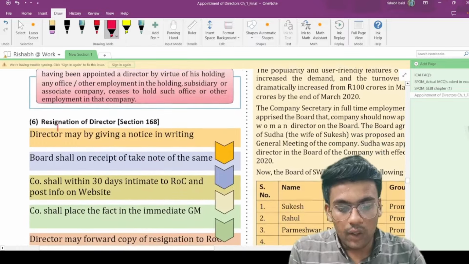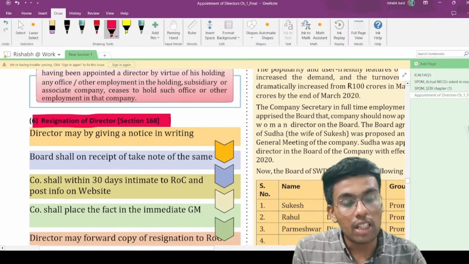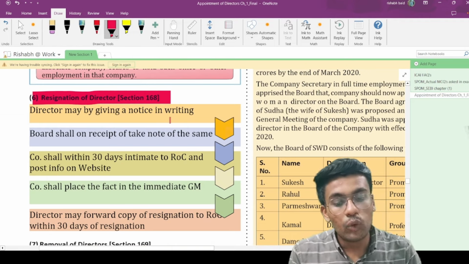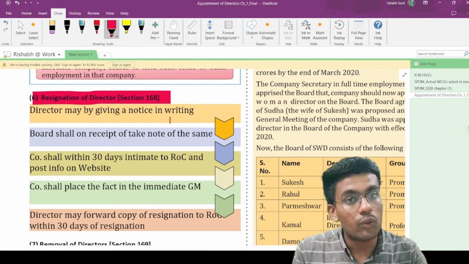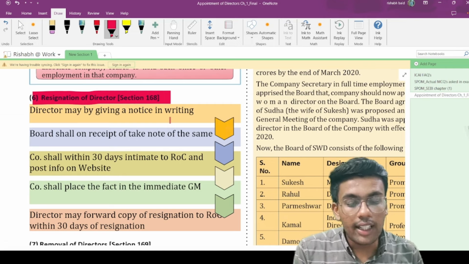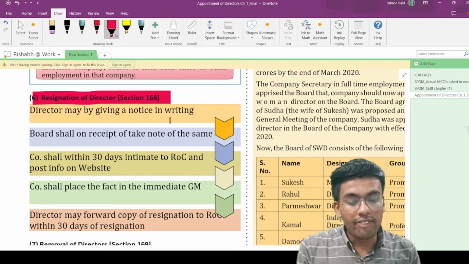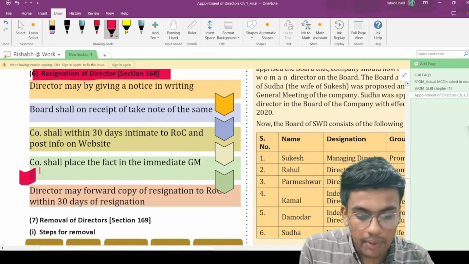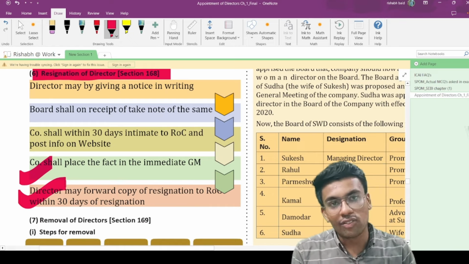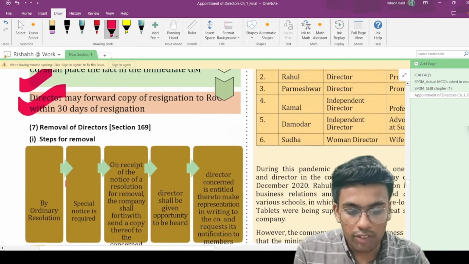All right. Now, resignation by director. A director can resign from the company by giving a notice in writing. The board shall on receipt of the notice take note of the same, and the company shall within 30 days intimate to the ROC. The company shall place the fact in the general meeting also, and the director may forward a copy of the resignation to the ROC within 30 days of the resignation. So this is one of the provisions.